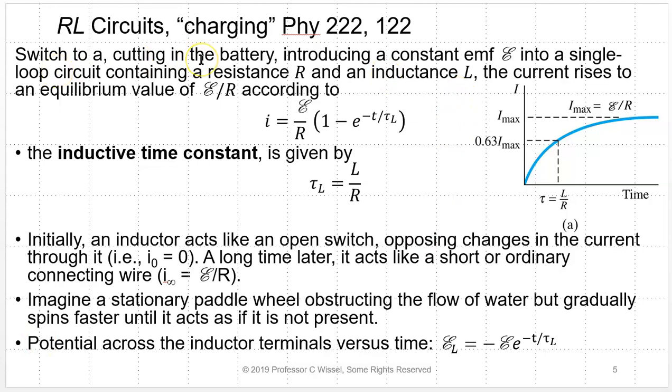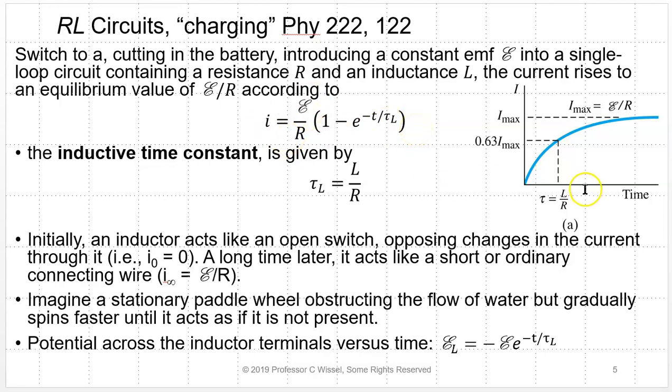Now we've done all this. We switch to A, we cut in the battery, and we do the solution. We find that the current will rise to an equilibrium value of E over R according to I equals E over R times the quantity 1 minus the exponent minus T over tau L. Do you remember this? This part especially should look familiar. The only difference is that we had tau C here instead of tau L, but the formula pretty much looks the same. It's the same format.